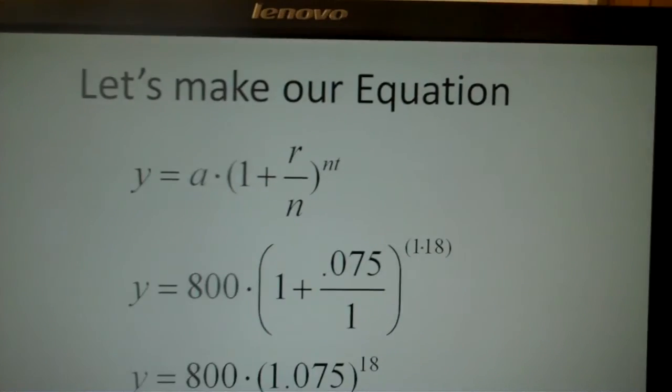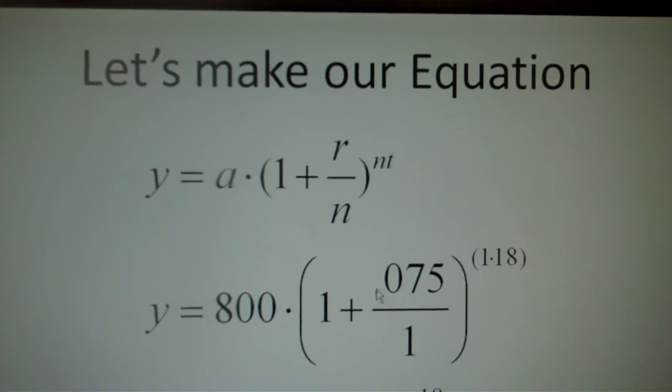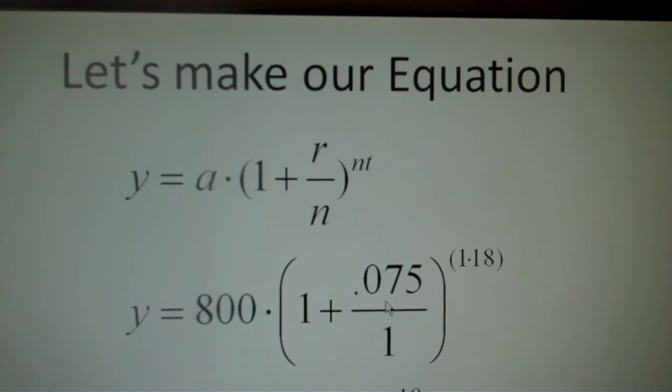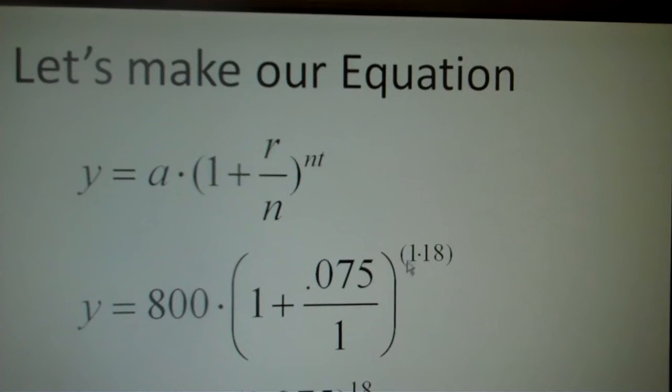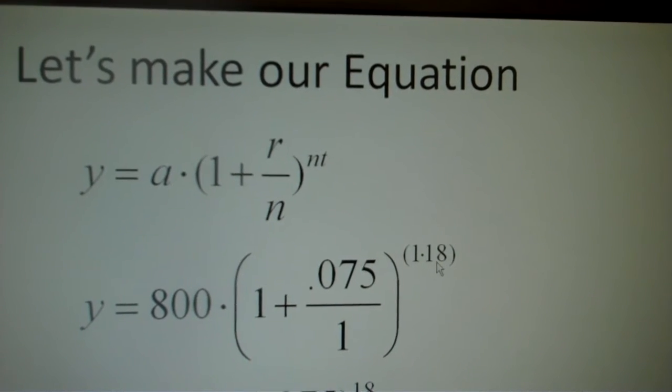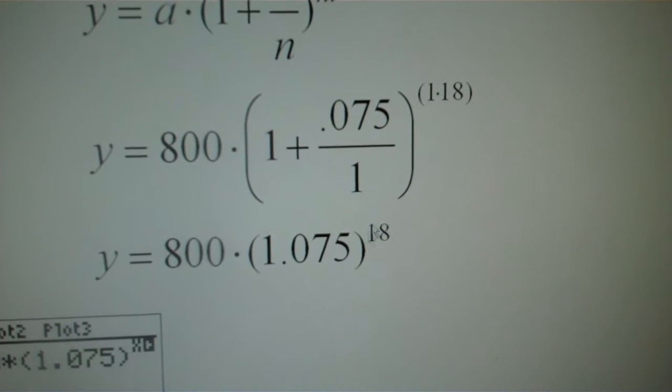Let's make our equation. Back to the base equation that I gave you in the beginning. You're going to plug in 800 for A, 0.075 for R, 1 for N on top, and 18 for T, because that's the number of years. You're going to plug this equation into your calculator.